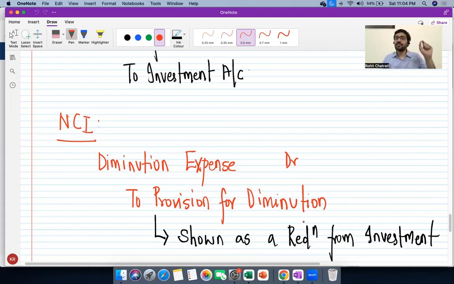So have I touched the investment account? The answer is no. My investment will continue to be at its cost of 700. I have created another account called provision for diminution in the value of investment, which will have a credit balance of 400. And when I'm preparing the balance sheet, I will show two rows: cost 700 less provision for diminution 400, final value 300. This provision for diminution will have a credit balance, but it is going to be shown as a reduction from the asset. It is a contra asset account. It will not be shown as a liability despite having a credit balance.